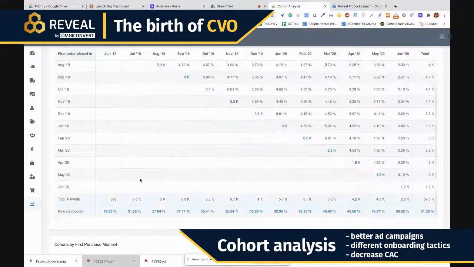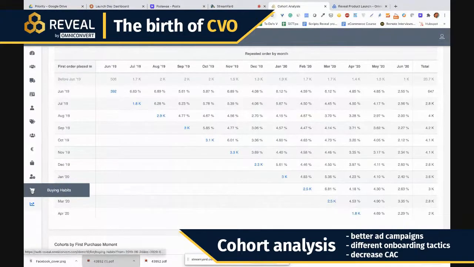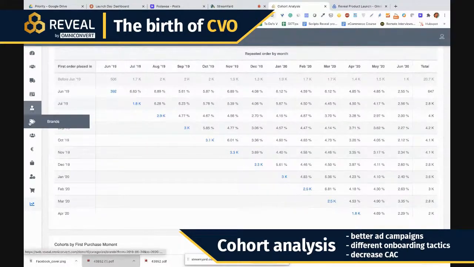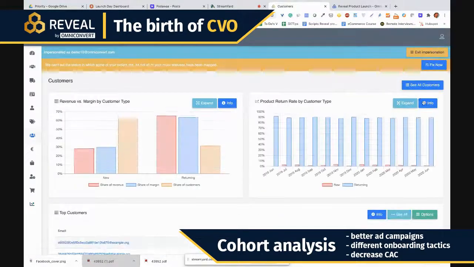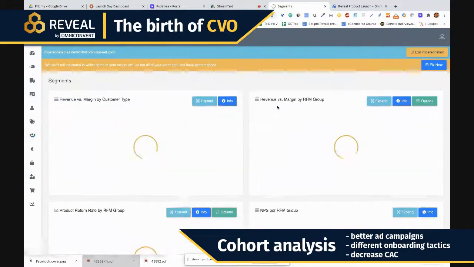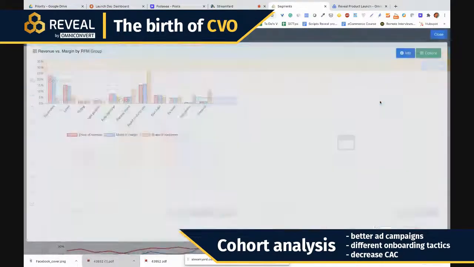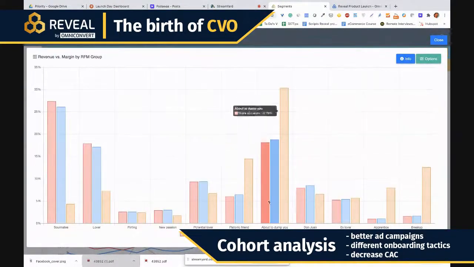Based on all these actions, then all this data that you'll be able to get from here, you can also define different treatments for your customers according to their RFM score. So if we go back here at the customers, and if we look here at the segments, you'll be able to craft actually a different experience for about to dump your customers.